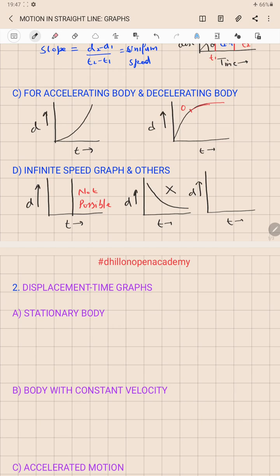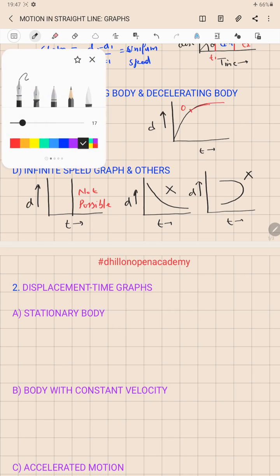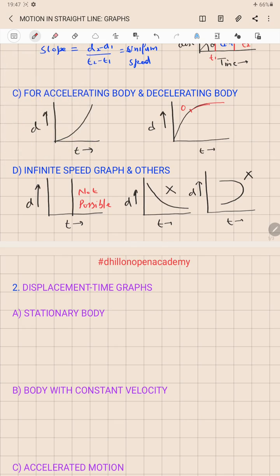Other type of the graph, this type of the graph, it is also not possible. Reason, we know that distance always increases with the time. So if we draw a perpendicular on the time axis, concentrate on these 2 points at which this perpendicular meets the curve, at point A and B.